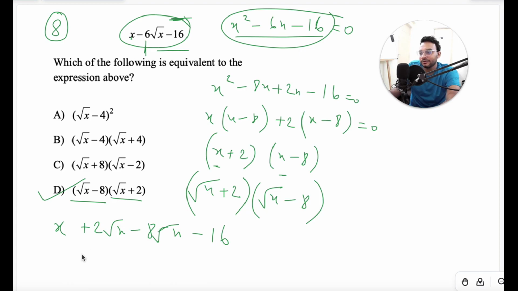And plus 2 minus 8 root x is minus 6 root x, which will give us the expression which was there originally. Okay. So don't get intimidated seeing the root x. It's still similar to the quadratic equation, the normal quadratic that you solve. So remember this as a trick, maybe. Let's go to the next one.